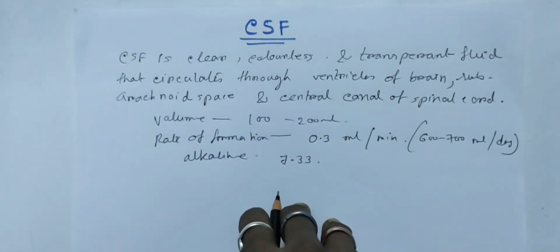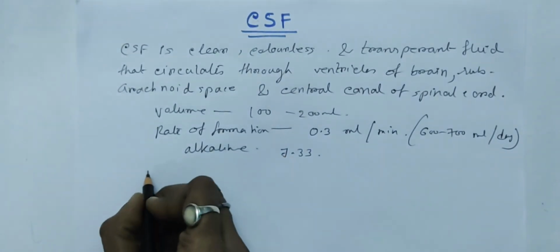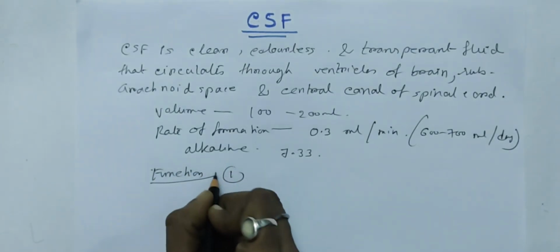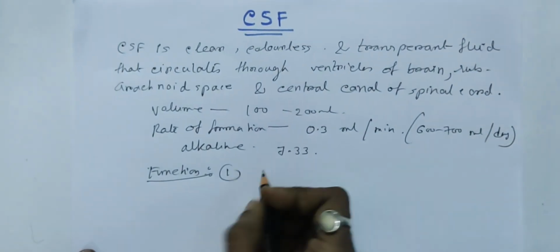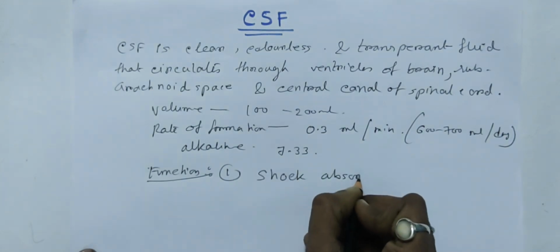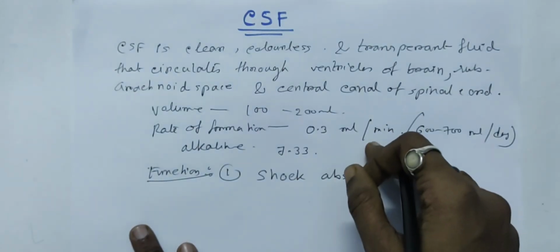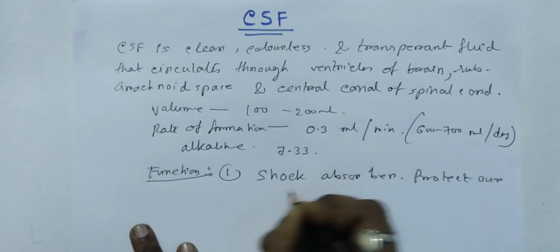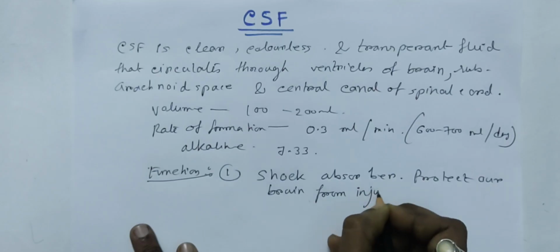Okay, now come to its functions. What does CSF actually do? First function is a shock absorber. CSF is a shock absorber. That means it protects our brain from injury.